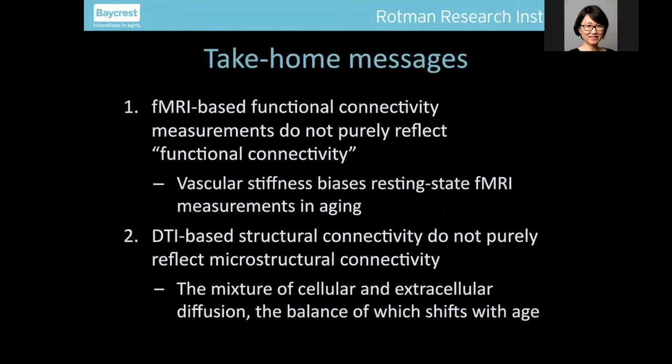So take-home messages: basically everything might be wrong. Functional MRI-based connectivity is largely dependent on vascular biases. So today we talked about vascular stiffness as one of them. And DTI-based structural connectivity also relies on the assumption of a single tensor. So the mixture of the cellular and the extracellular compartments is shifting with age, and that is something that's typically not taken into consideration, so it should be.